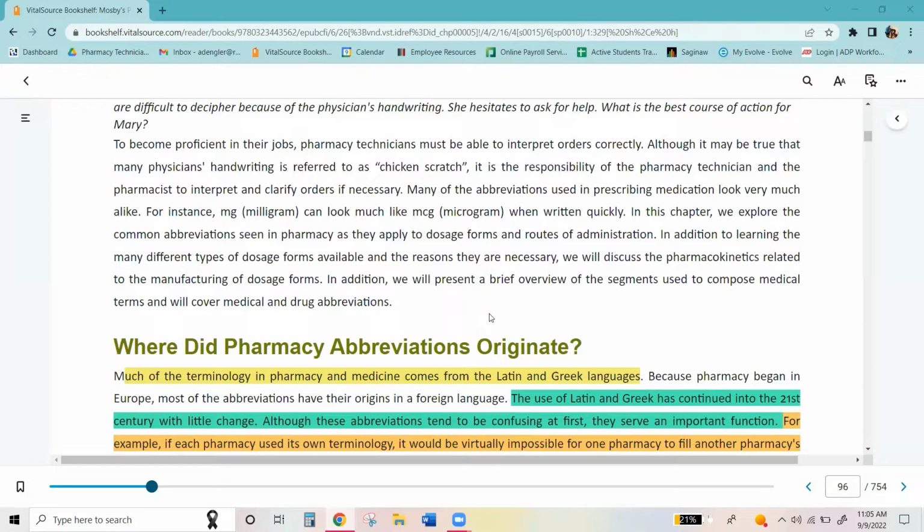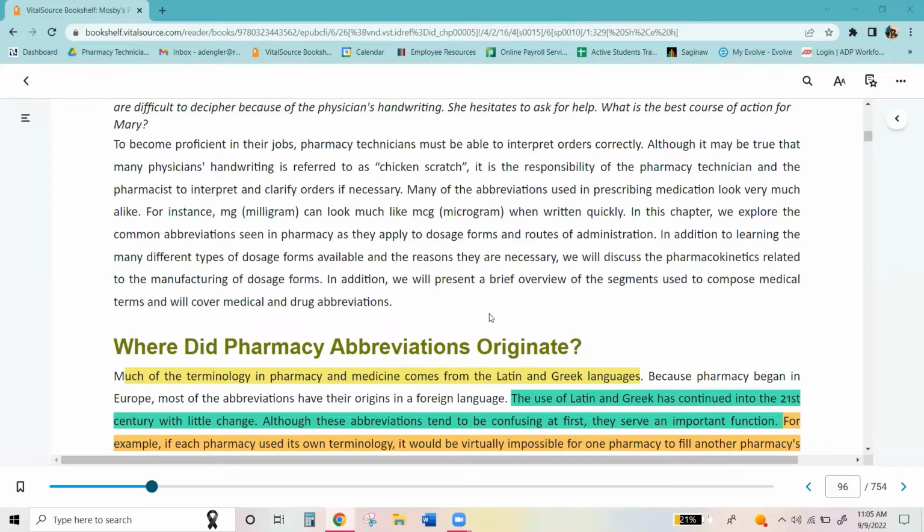Although it can be true that most physicians' handwriting is referred to as chicken scratch, can be very hard to read, we are still responsible for interpreting and clarifying orders if necessary. Nowadays, most prescriptions are electronically submitted or faxed. You see very little prescriptions actually being handwritten. When you do, if the doctor writes it, sometimes it can be hard to decipher.